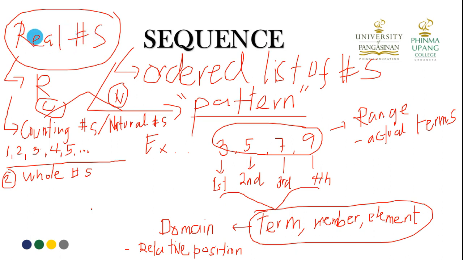If I'm going to write 1, 2, 3, 4, 5 here, parehas lang siya sa counting numbers. Come again? Can you give me an example of whole numbers again? What are those numbers? Is it 1, 2, 3, 4, 5?